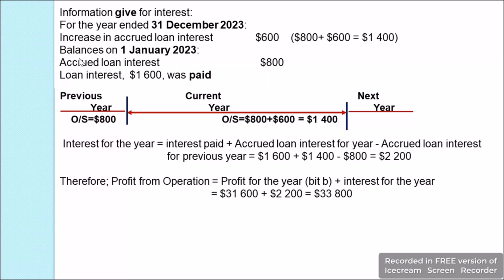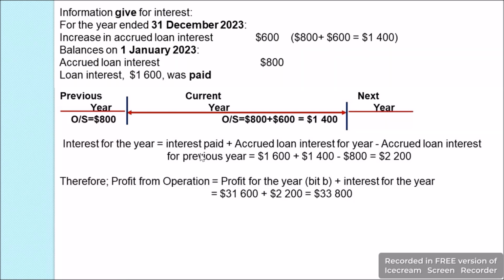And then furthermore, what is given is the balance on 1st January 2023. This is the previous year balance which has been brought forward to the present year, and there was an accrued, that is an outstanding, loan interest of $800. This does not belong to our current year, so based on our timeline, this amount has to be subtracted from the amount which is paid, and the amount which belongs to the current year has to be added to the interest which we have paid.